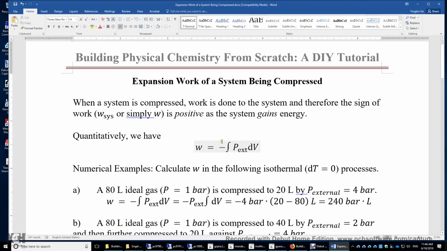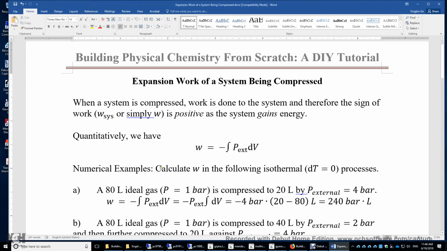Expansion work of a system being compressed. When a system is compressed, work is done to the system, and therefore the sign of the system work is positive as the system gains energy from its surroundings. Quantitatively, we use this same equation for work. And by convention, although this is a compression, we still call this work expansion work.